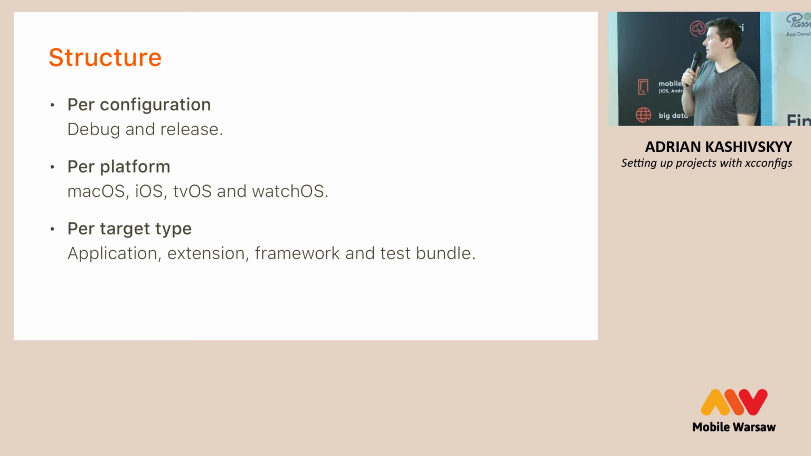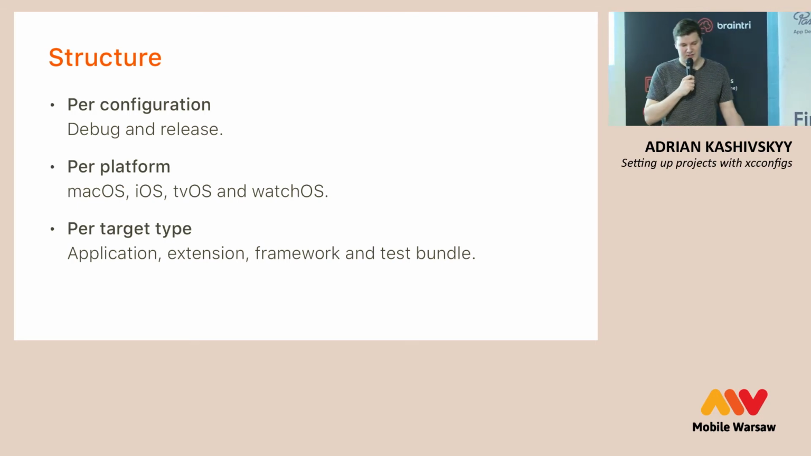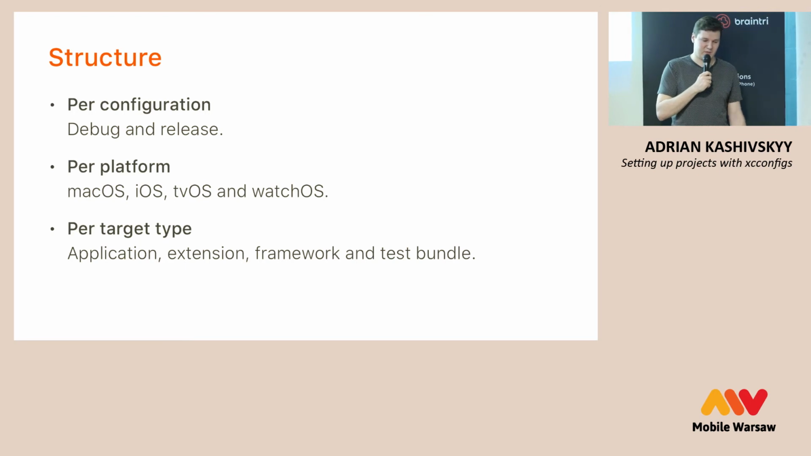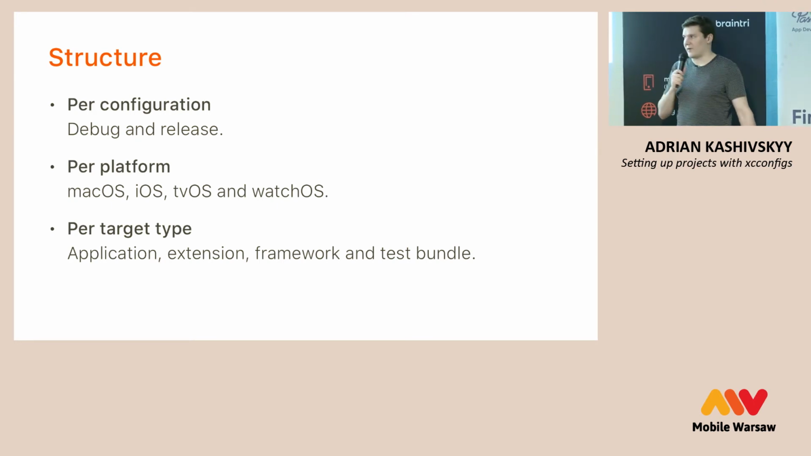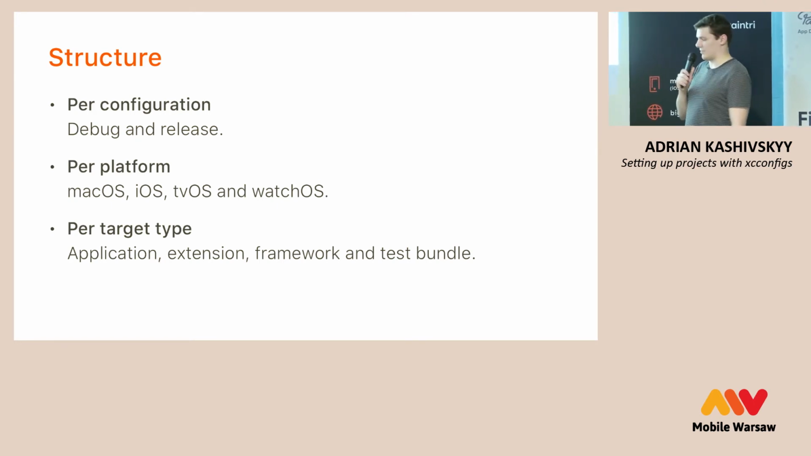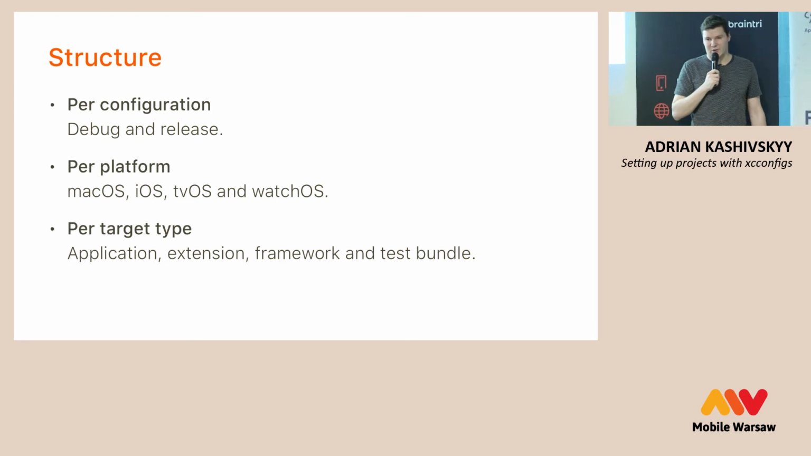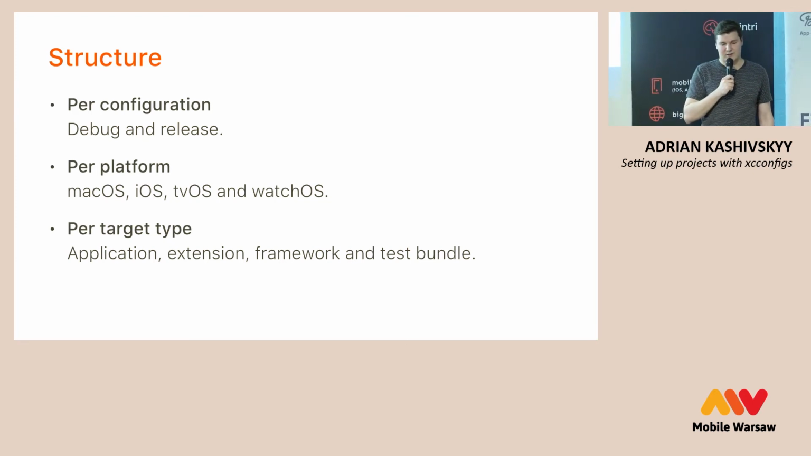The other way the xcconfig library is structured is per platform. So there are separate xcconfig files for each platform, like macOS, iOS, tvOS, and watchOS, maybe CarOS in the future or something. And they contain basic default build settings that Xcode sets for all those platforms, and you can import those files in your files as well. And then the last criteria is per target type, and we have files for application, extension, framework, and test bundle targets. So everything except aggregate targets, and yeah, I think that's it.